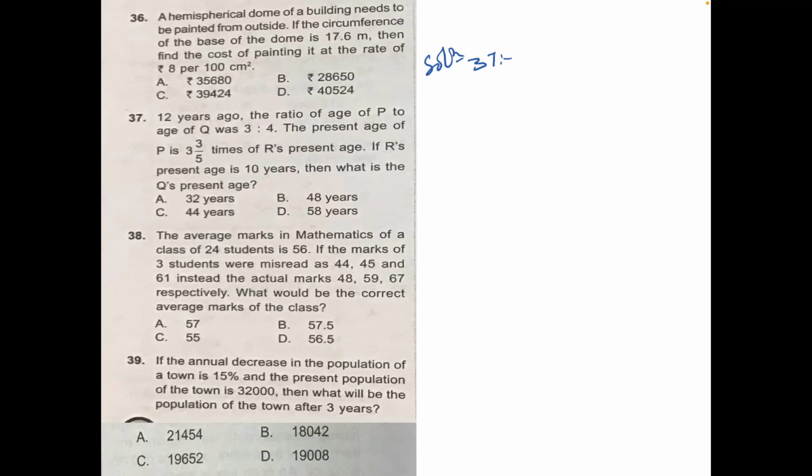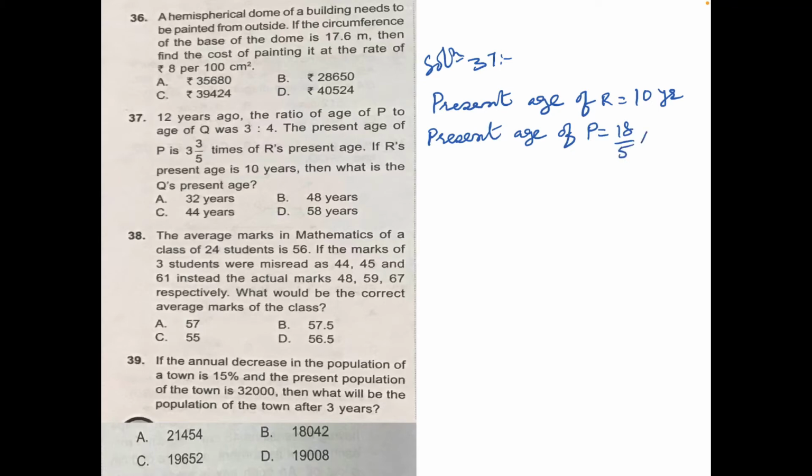See, what we are given is R's present age. So, present age of R is 10 years, right? And present age of P is 3 whole 3 by 5. That means 18 by 5 of R's age. That means 18 by 5 into 10. That is nothing but 36. So P's present age is 36 years.